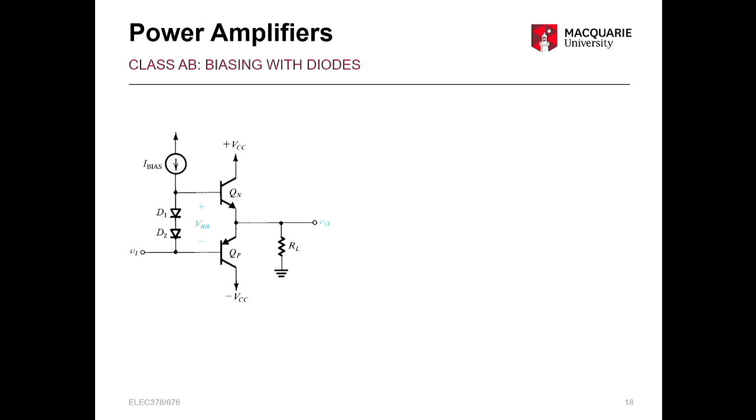So how do we actually bias? In our theoretical, nice and easy to analyze class AB circuit, we just had the VBB over 2 as power supplies. In reality, we need a better way to bias them, ideally a power efficient way. One approach is to bias with diodes, just like we've done before with voltage regulators and things like that.